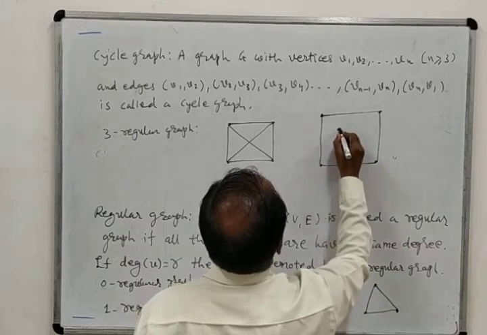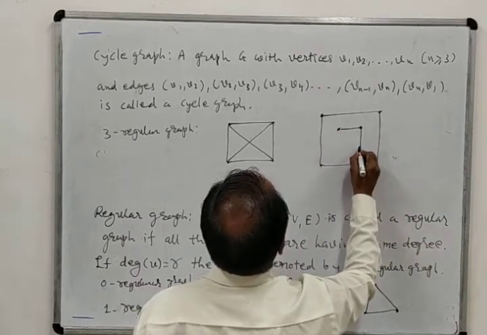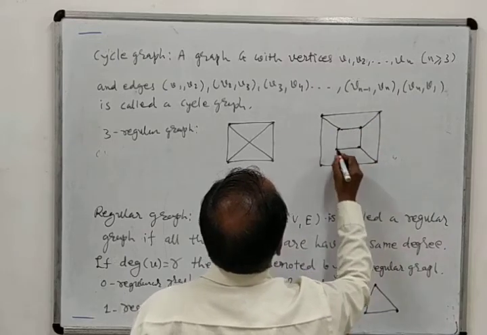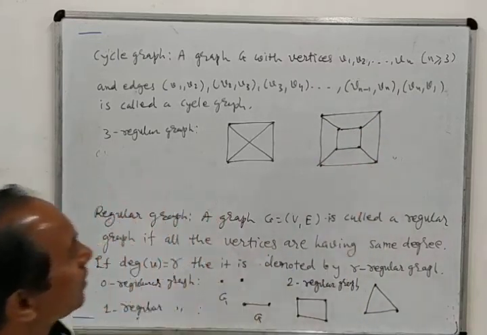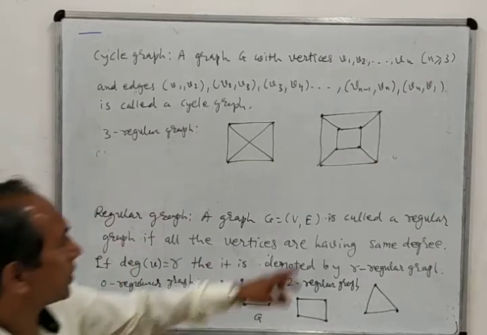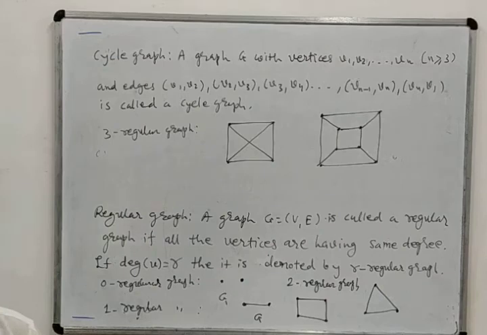8 vertices. Suppose this is the vertex, this is the vertex, this is the vertex, this is the vertex. And if we join them in this way, you can see that the degree of each of the 8 vertices is 3 in this case, so it is also a 3 regular graph. So in this way we can draw 3 regular graphs, or regular graphs.